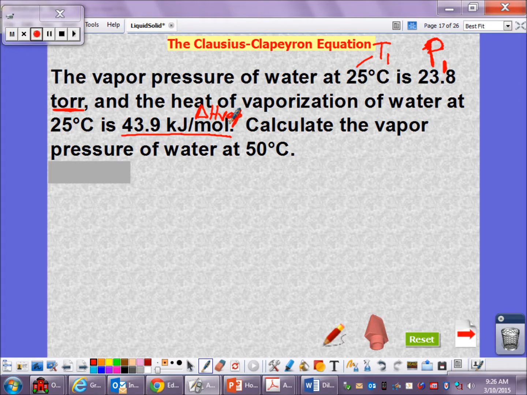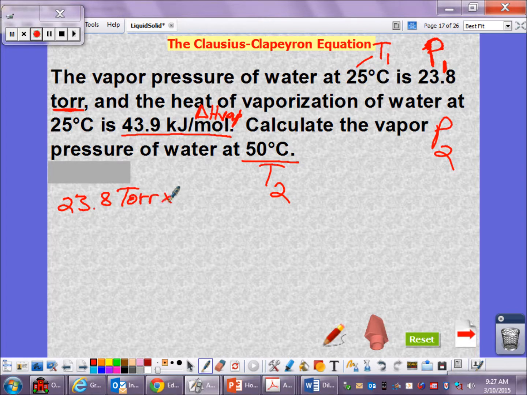Calculate the vapor pressure. They ask for pressure, let's call this P2, at 50 degrees Celsius, let's call this our T2. Okay, so there is one problem here. What is R when the pressure is in torr? That means we would have to convert our pressure into kilopascal so we can use the 8.314. So let's convert the pressure into kilopascal. This is 23.8 torr.